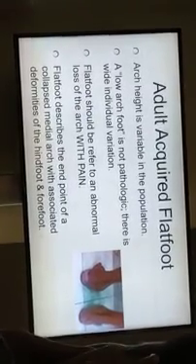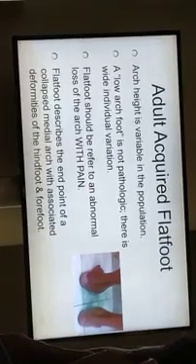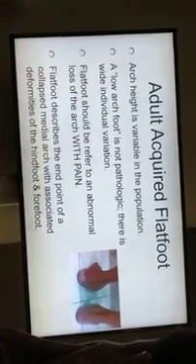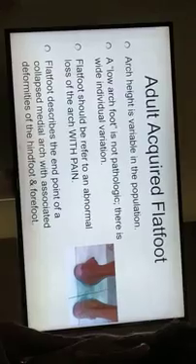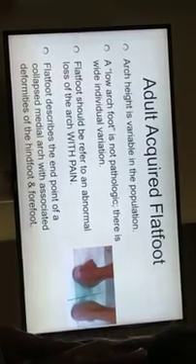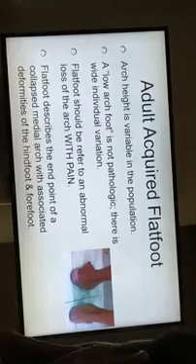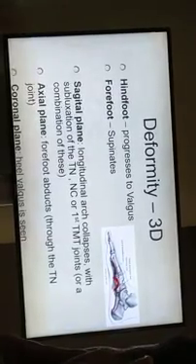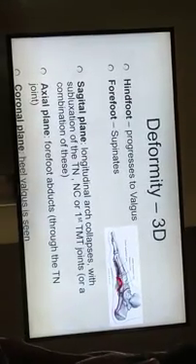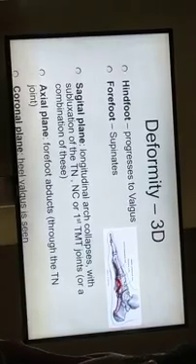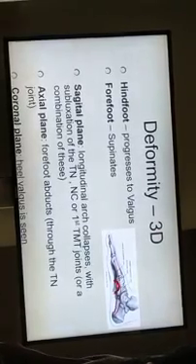So whenever a patient has a planovalgus foot with pain, that's when we investigate it as an adult acquired flat foot. So flat foot describes the end point of a collapsed medial arch with associated deformities in the hind foot and the forefoot. So the deformity is a three-dimensional deformity. The hind foot progresses into valgus, the forefoot compensatory supinates.